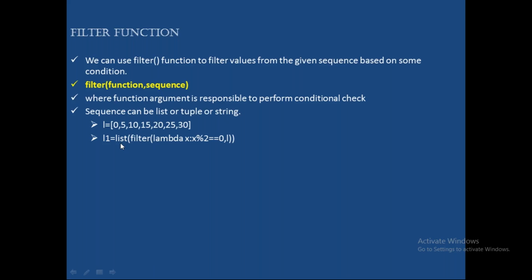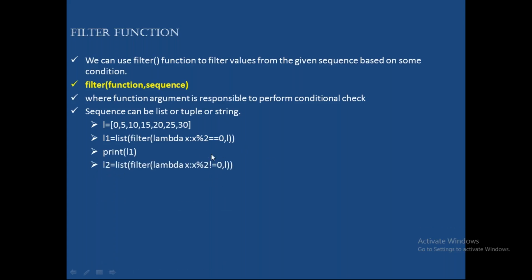Yesterday I explained how to convert one data type to another data type. If you want to convert something into int, int of 10; something into string, str of something; something into list, list of something. This filter object I need to convert into list. I am using list. Print of L1, it will give all the values.